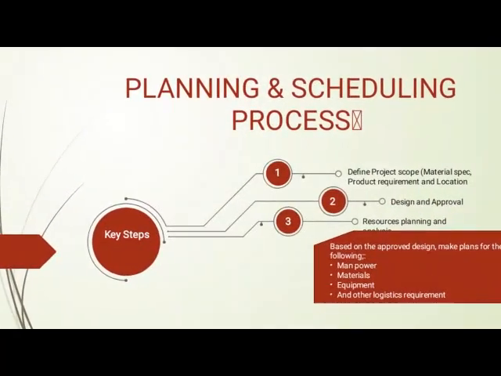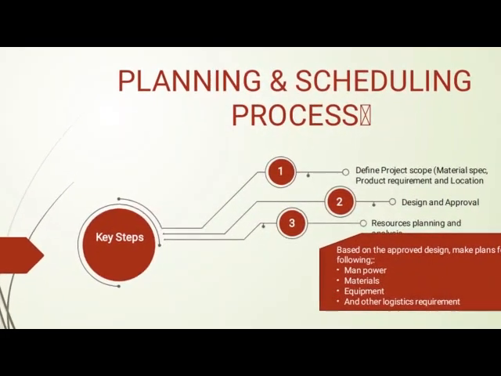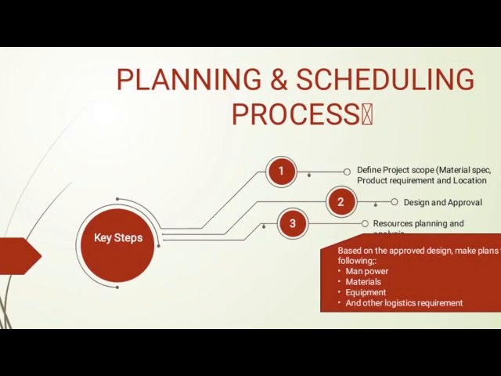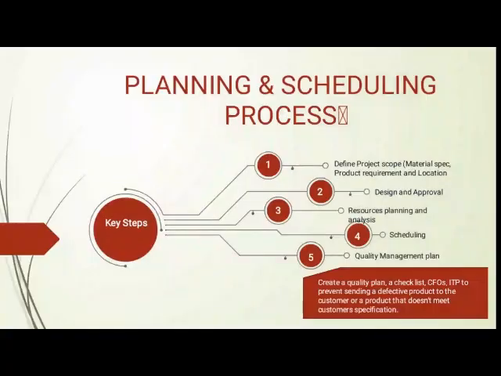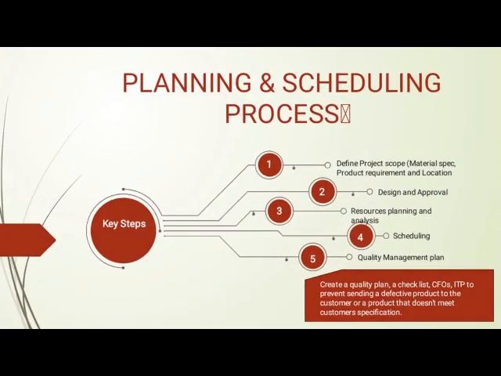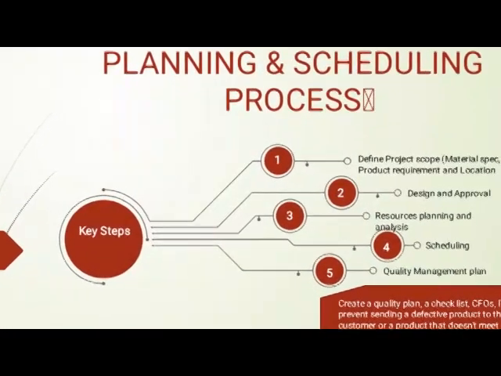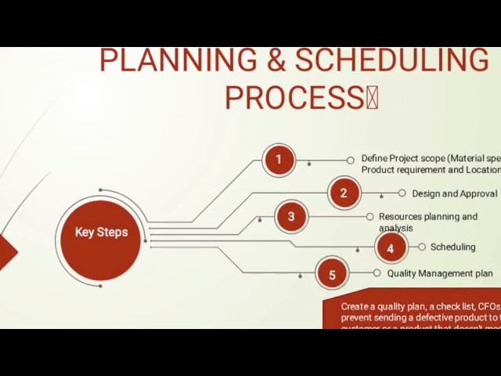So 7 steps. The first one is we must define the project scope. Secondly, we must design and then we must get approval for the design. Third is we must plan for the resources and we must also do an analysis for the amount of resources that is required to start and finish the project. The fourth one is the scheduling. We must, of course, have a schedule for our project. The fifth is the quality management plan.